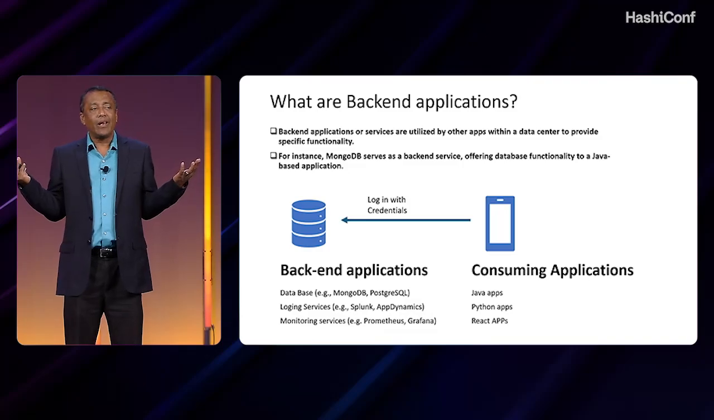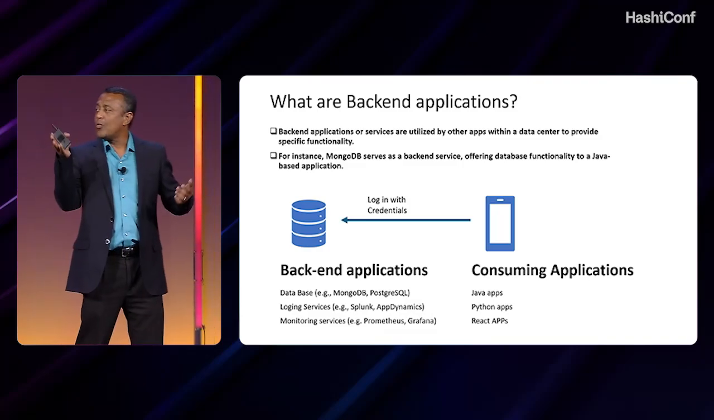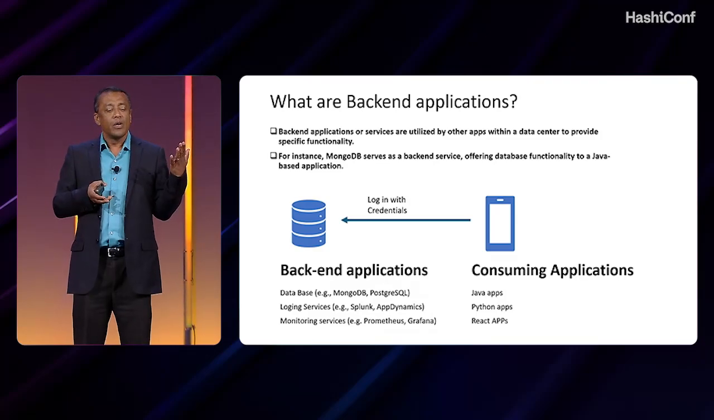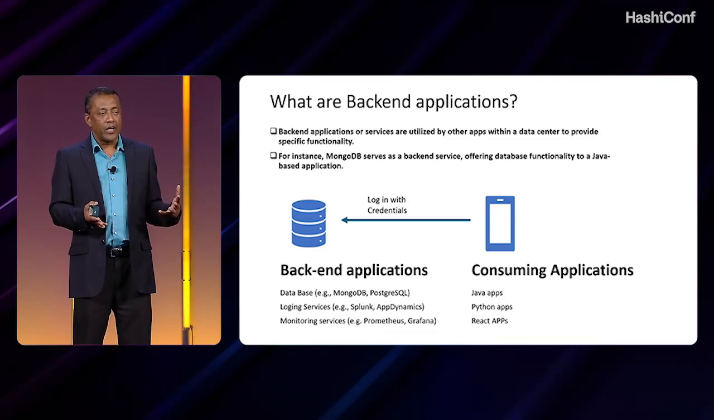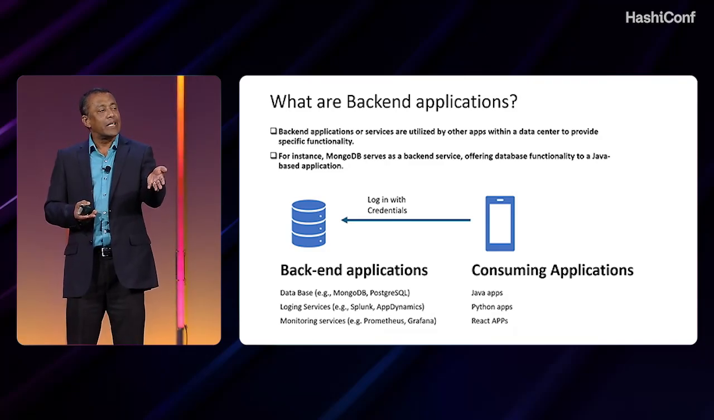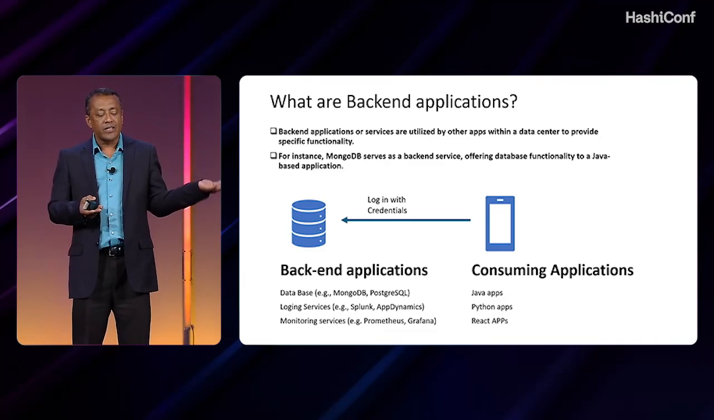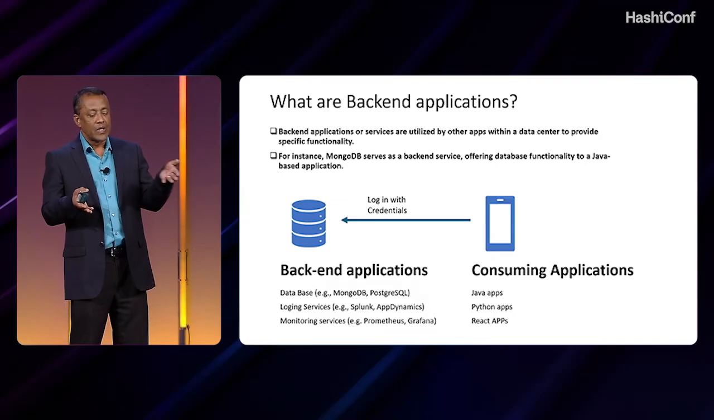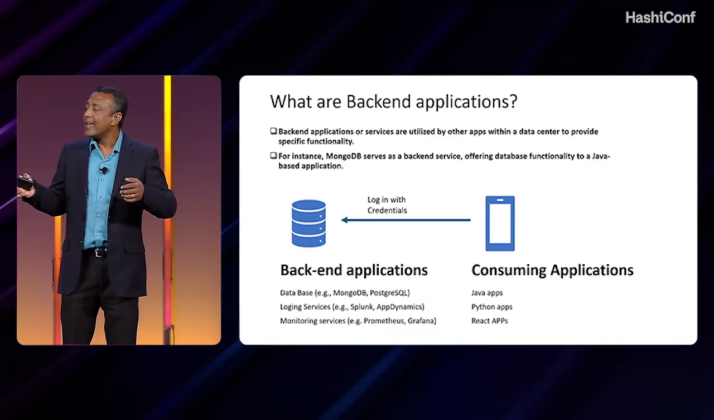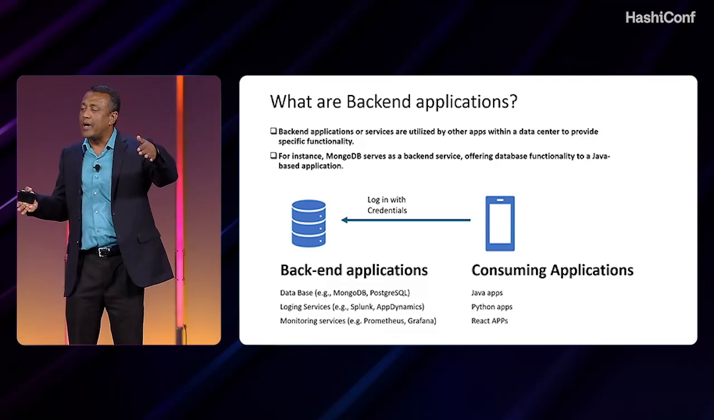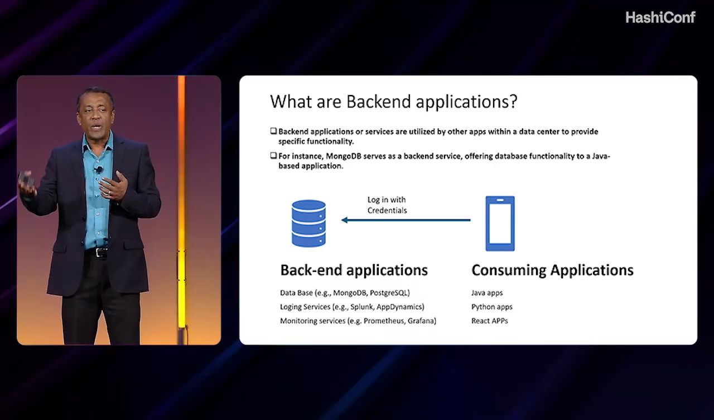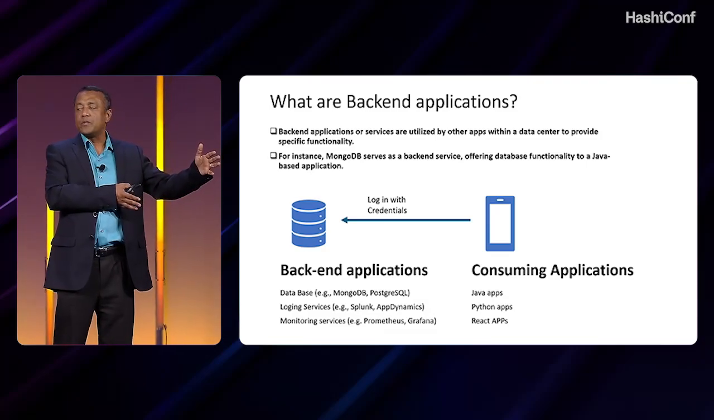So this is a simple example. What are the back-end applications? A back-end application means an application that provides some functionality for other apps. For example, I listed here databases, MongoDB, Postgres, logging services, Splunk, AppDynamics, and also monitoring services, Prometheus, Grafana. In a large enterprise, you might have hundreds of them, Prisma. There are so many back-end applications.